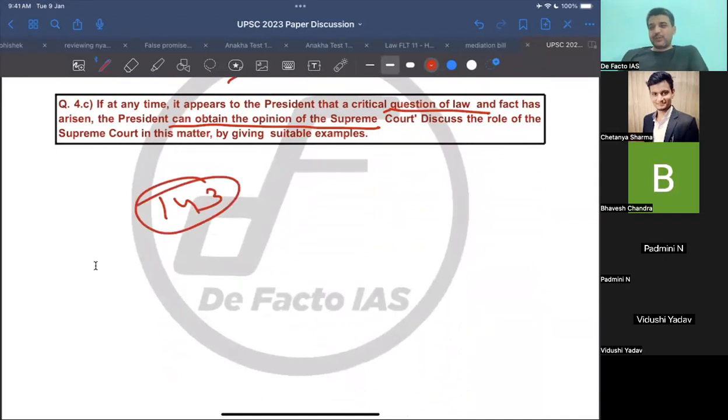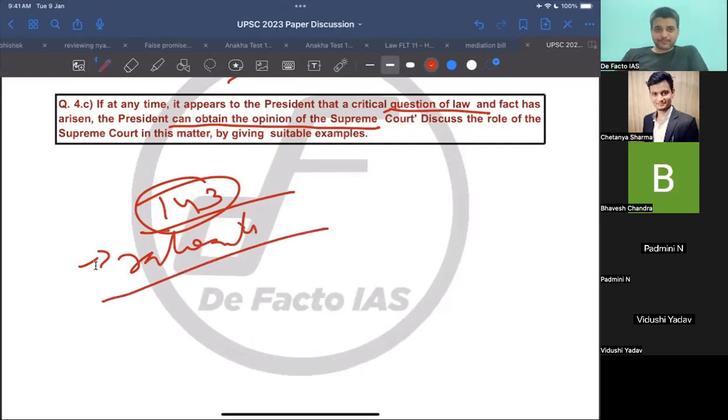Right? What you have to do, you have to first talk about the meaning of 143, what does it provide, and then you have to provide the rationale, why it has been provided. Yes, May versus L, very correct. Then you have to talk about examples in which the reference has been made, like the Kerala Education Bill, then the Berubari Union case, then this Ayodhya, that is also in reference to that, right? So a lot of references can be given, that is very easy.